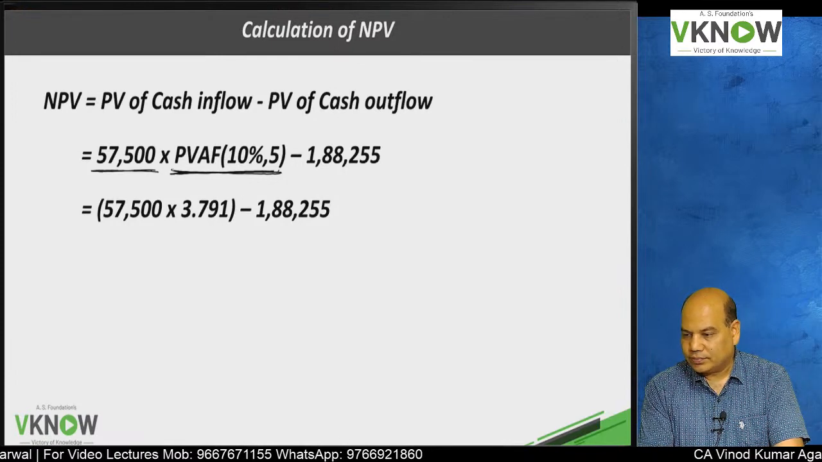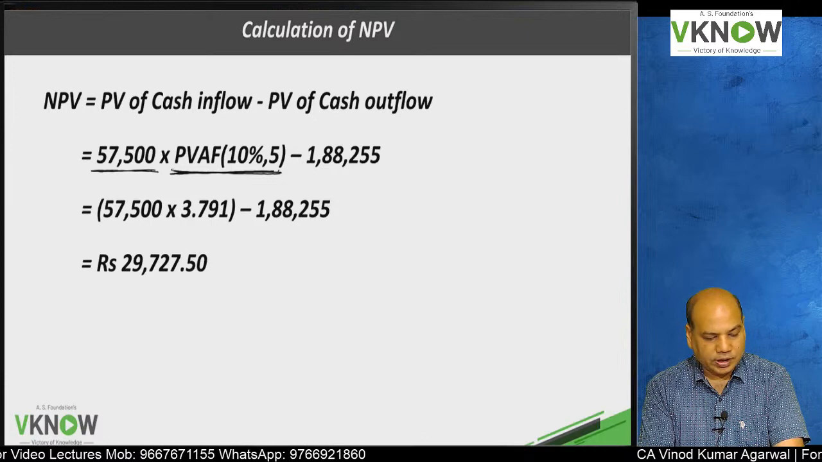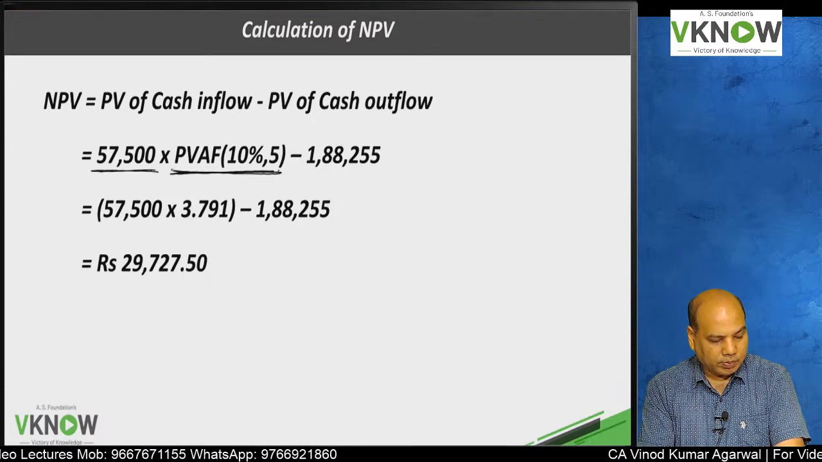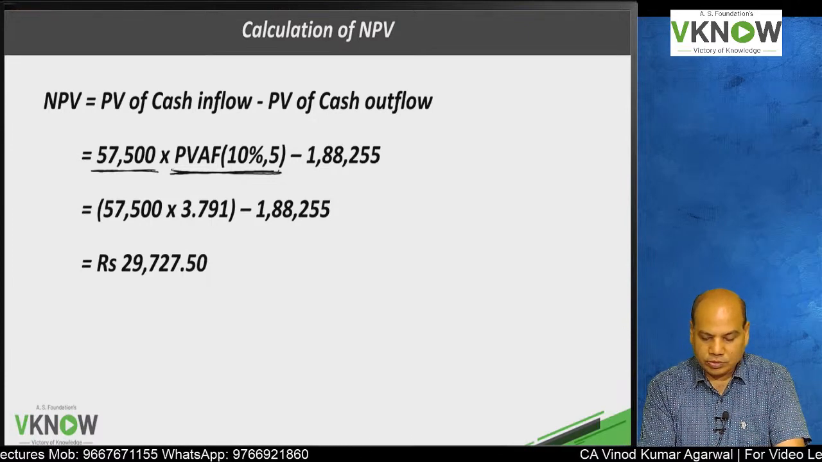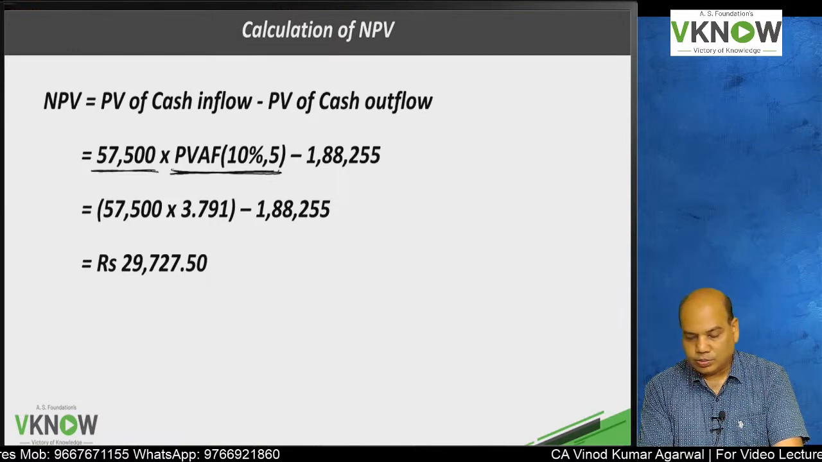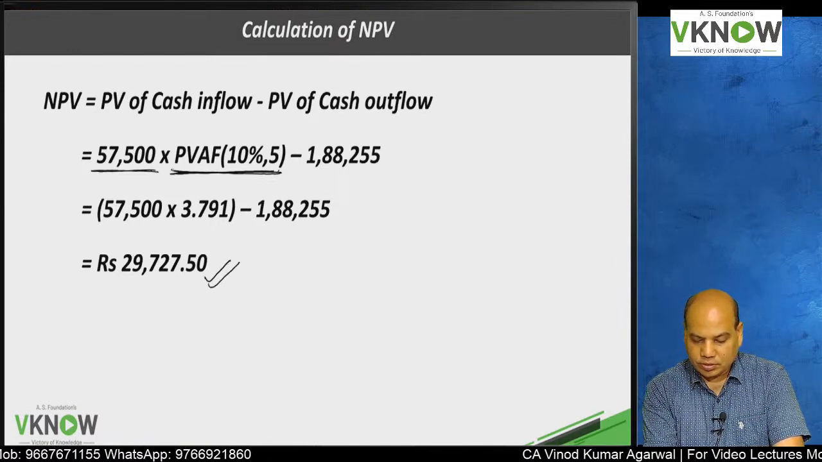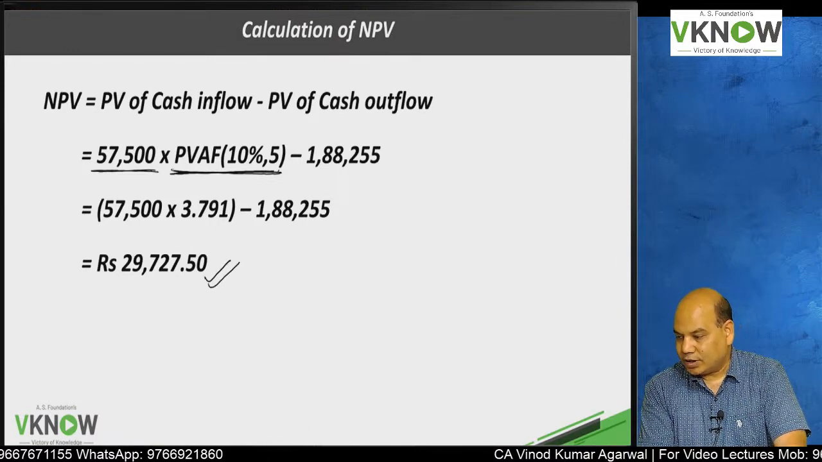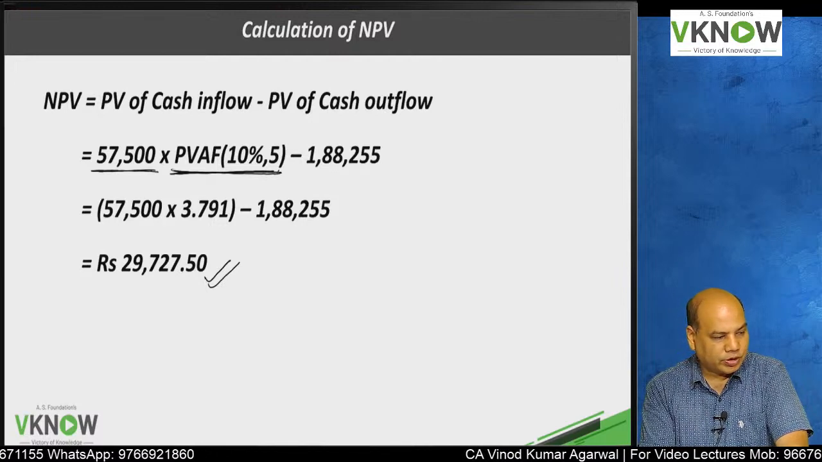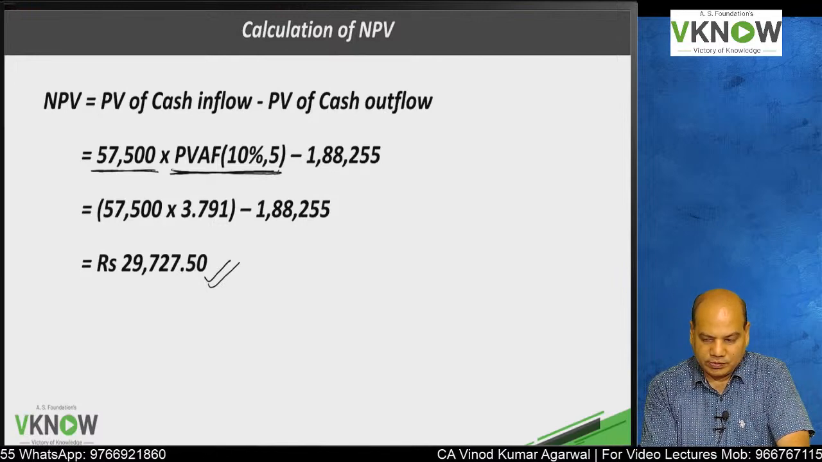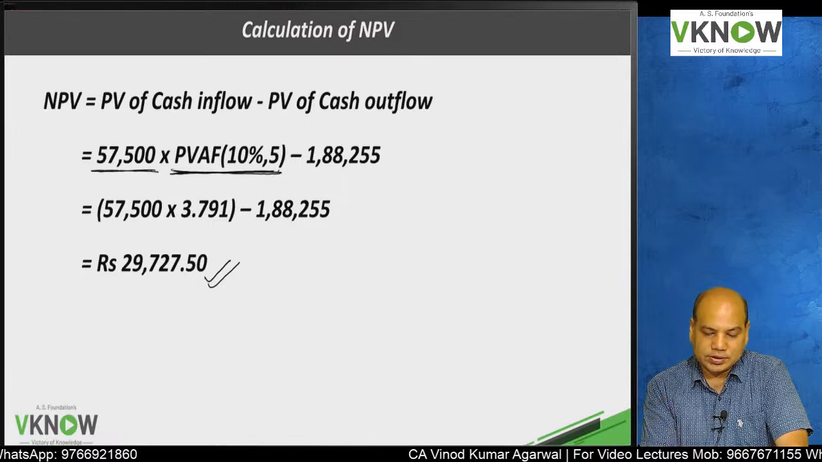Anybody answer? Approximately check. Approximately the answer is 29,727.50. Is that right? Very good. 29,727.50 is the NPV. Any query on this?